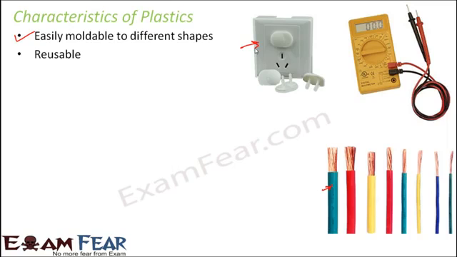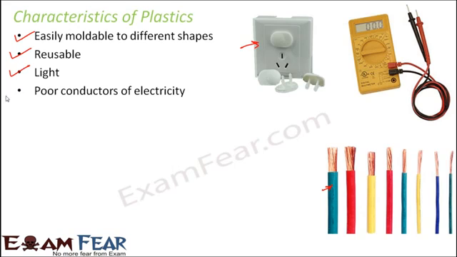It is reusable. So if you see a plastic which has been used in one object, the same plastic can again be melted and given a different shape to be used for something else, because plastics do not get rusted or corroded like metals. So therefore plastics are durable and they can be reused in some different form. They are lightweight, not very heavy.